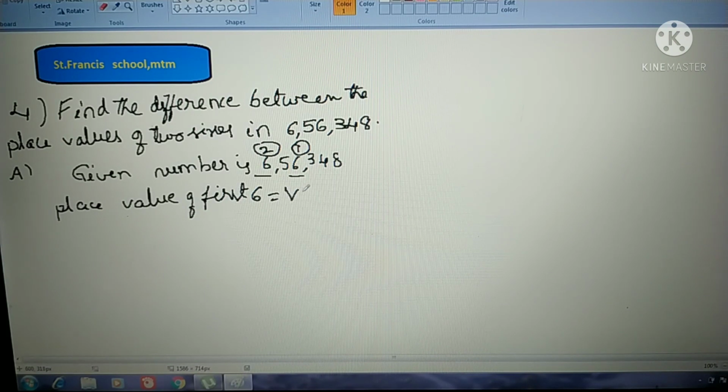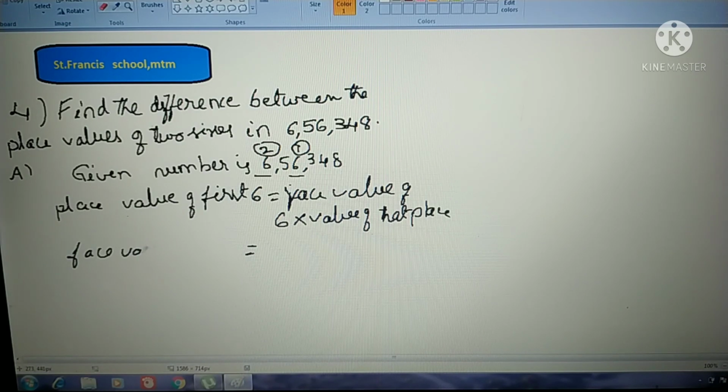What is the formula? Face value of 6 into value of that place. Right. What is the face value of 6 here? Face value of 6 equal to 6. So apply that one. 6 into what is the value of this one? In which position it is? 1000 position. So write down 1000. What you get here? 6000.